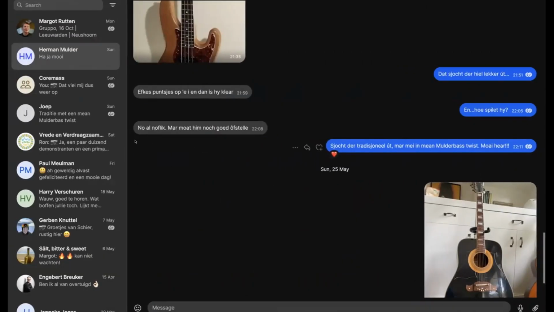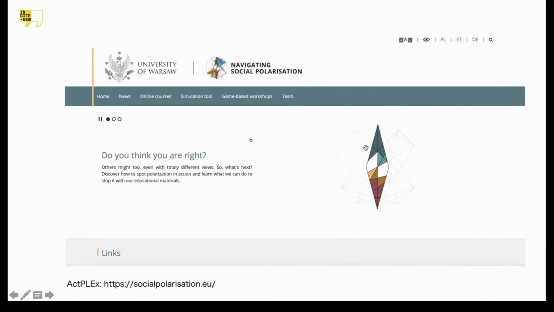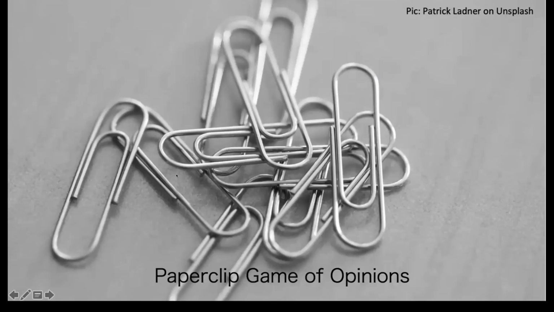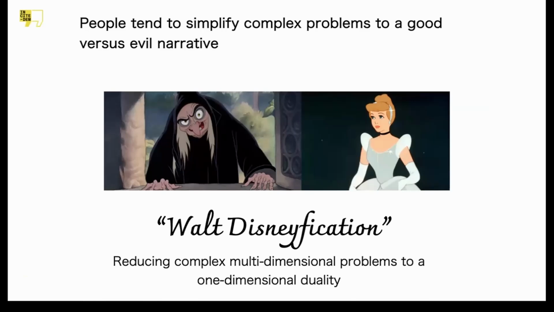So I'll share my screen here. And this is from the project called Actiplex. And in Actiplex, which is a project focusing on navigating social polarization, we have developed a so-called paperclip game of opinions. Now, what's the background of this?